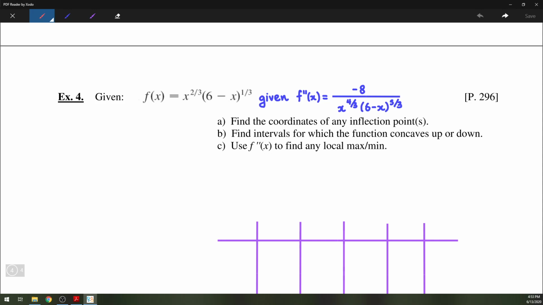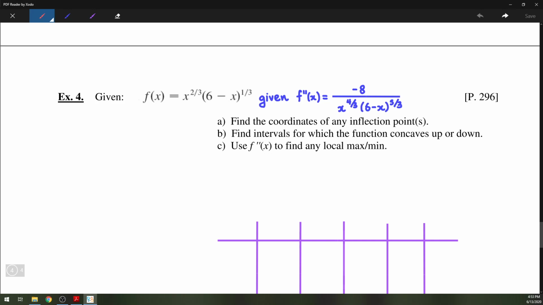However, if we look ahead to the third part of the question, it says to find any local maximum or minimum, so we still do need the critical numbers, so we will be needing the first derivative. So we're going to find it here first.